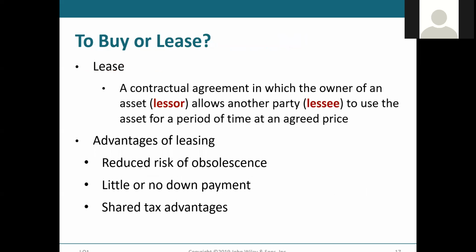To buy or lease is always a decision companies are faced with. What is a lease? It's an agreement in which the owner of an asset allows another to use the asset for a period of time at an agreed price. Leasing has certain advantages, reduced risk of obsolescence. You can always turn in the asset for a more updated one. Usually no down payment. Then you have tax advantages. Your payments are going to be tax deductible.